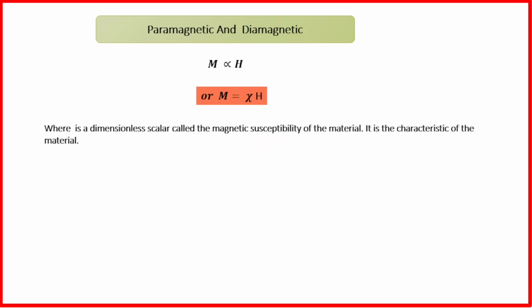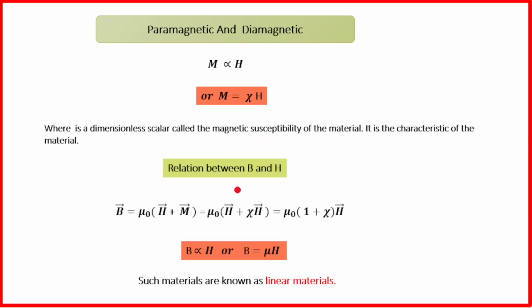So if we see the relationship between magnetic induction and externally applied field H, it is also directly proportional to H. That is, B is directly proportional to H, B equal to mu H. So B and H are directly related, M and H are also directly proportional. So these materials, paramagnetic and diamagnetic, are linear materials.